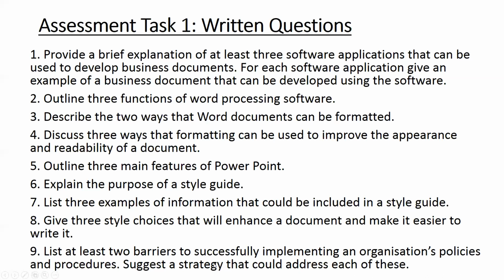List at least 2 barriers to successfully implementing organization policies and procedures. Suggest a strategy that could address each of these. For this one, we have to understand what the policy and procedure of any company is. All companies have some rules and regulations for internal use. Let's say we maintain the government law, and maybe the industry law, but we also have some policy and procedure.